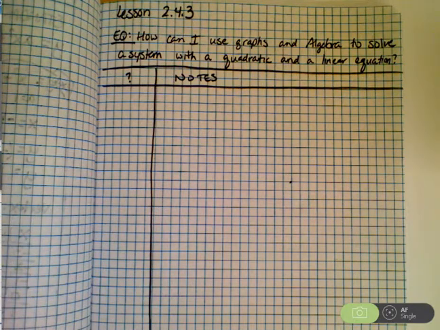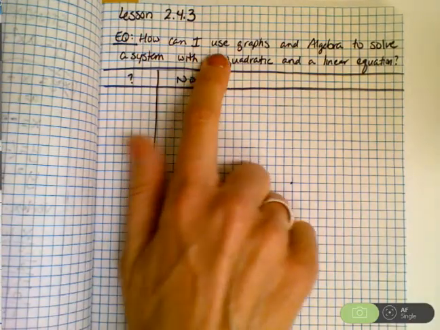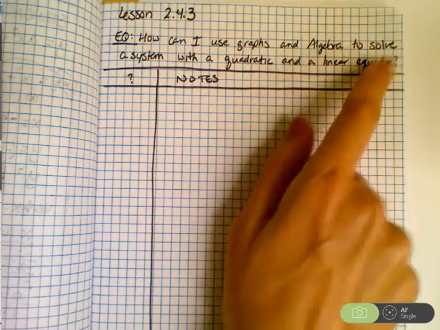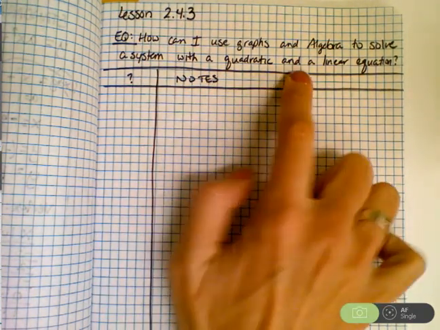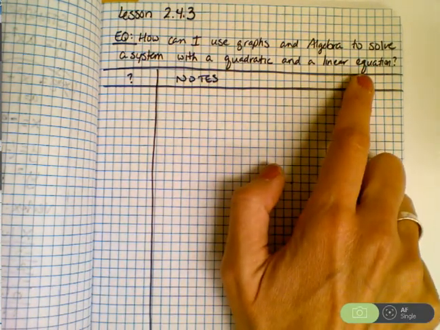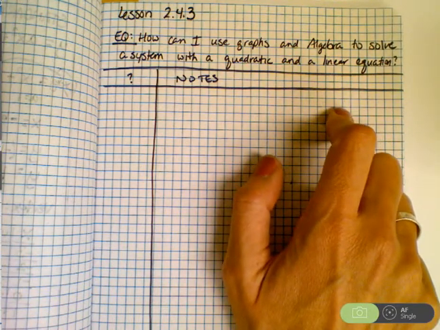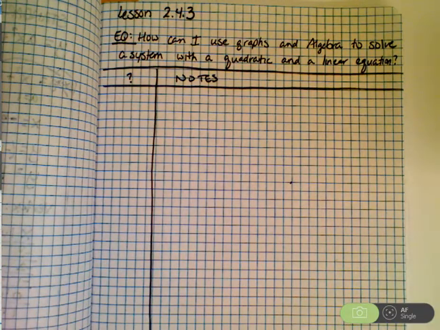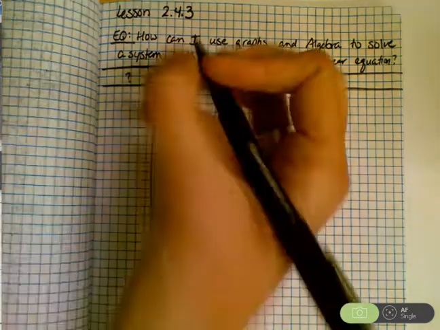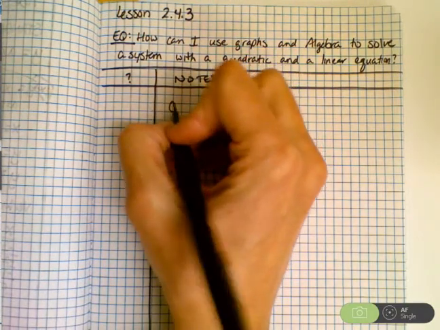What we're going to look at today is how can I use graphs in algebra to solve a system with a quadratic and a linear equation. So we're looking at putting two things together, how we can then solve a system with either graphs or with algebra.